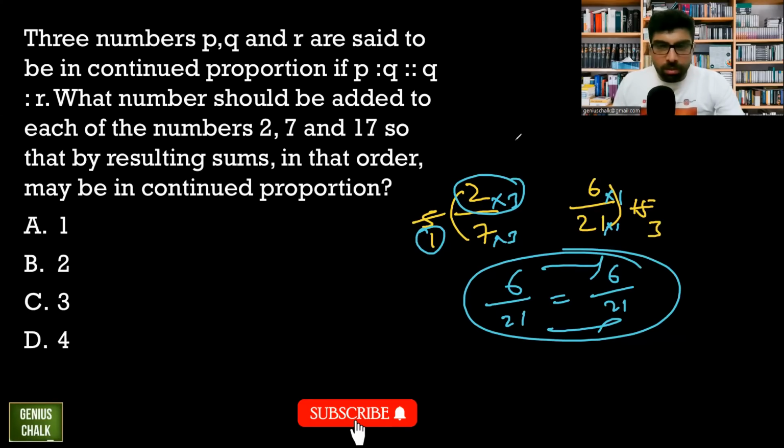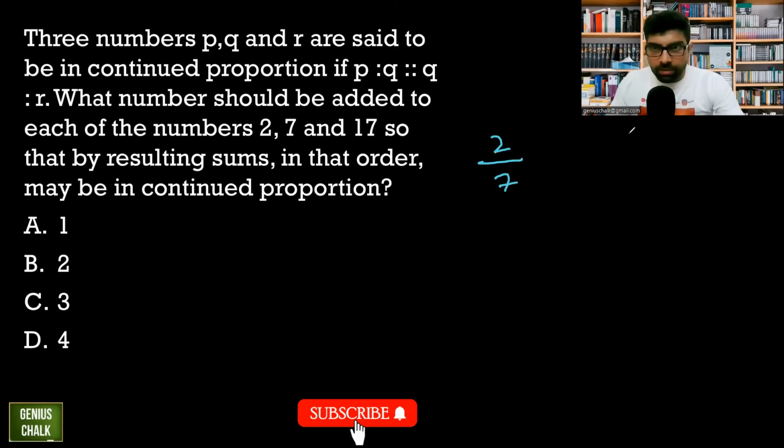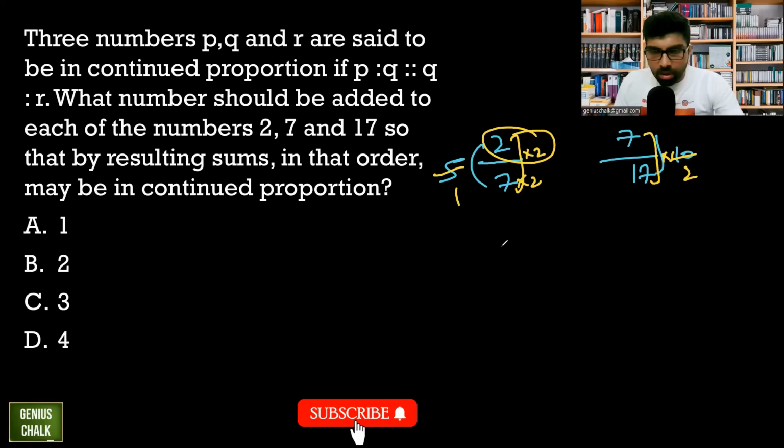So after this operation, both numerator and denominator are equal. So the same concept I'm applying here. 2 by 7, 7 by 17. What is the difference? 5. What is the difference? 10. What is the ratio? 1:2. That means this complete has to be multiplied by 2, this complete has to be multiplied by 1. So if this is multiplied by 2, this becomes 4 by 14. This becomes 7 by 17.